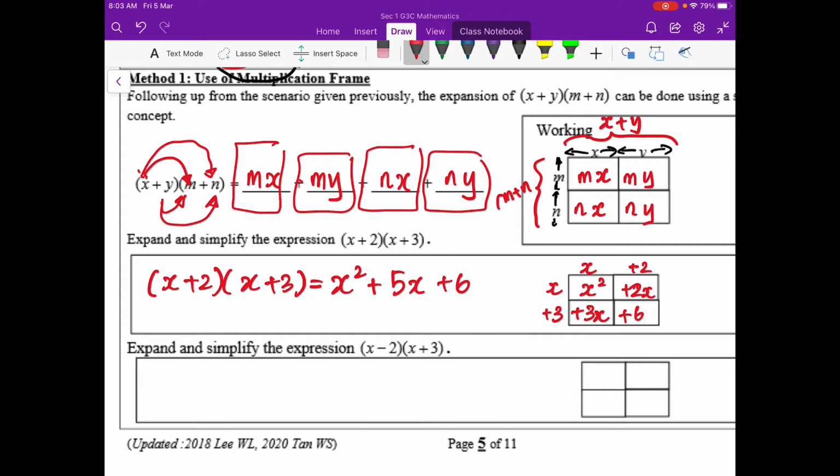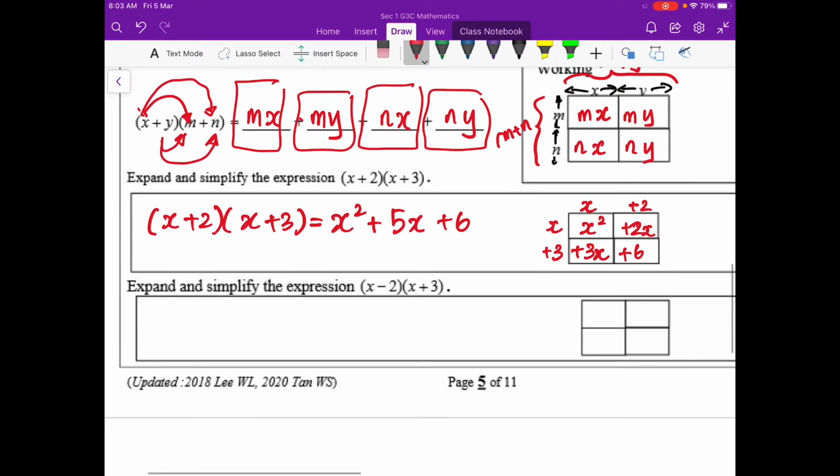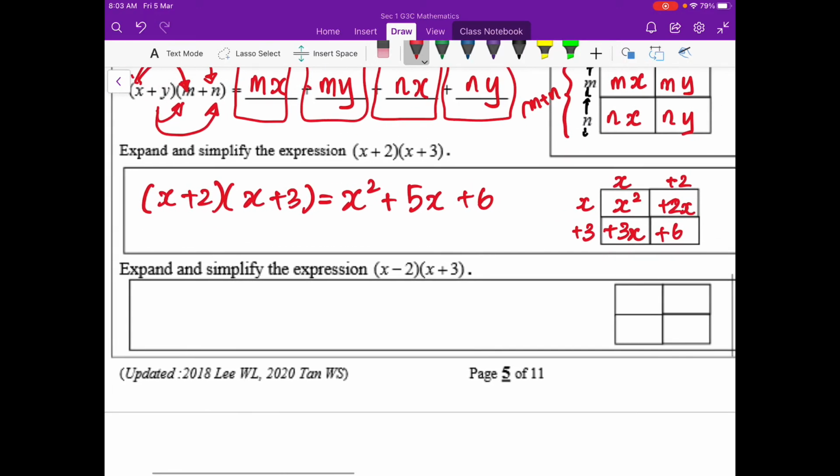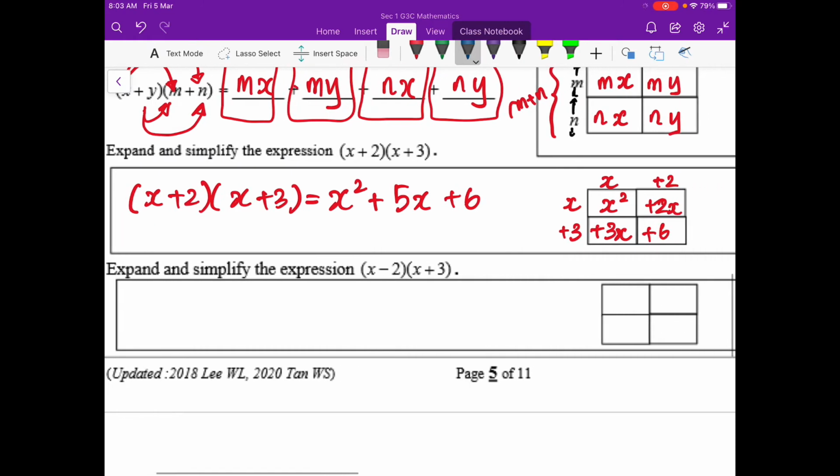That's it. Okay, now your turn. Try this question. Expand and simplify x minus 2, there's a minus sign this time, and then x plus 3. Don't worry too much about the minus sign. Just remember your basics. Positive times negative is negative. Positive times positive is positive. Negative times negative is positive still. Okay, so try it quickly. Then once done, check your answer with what I have on the screen.